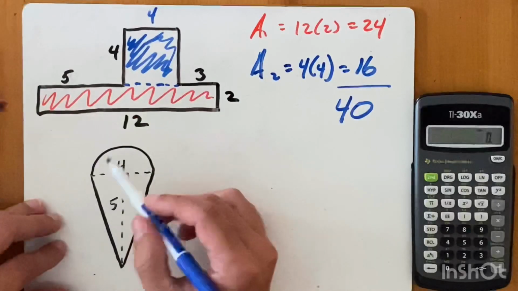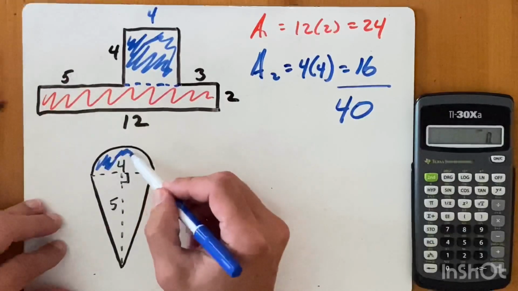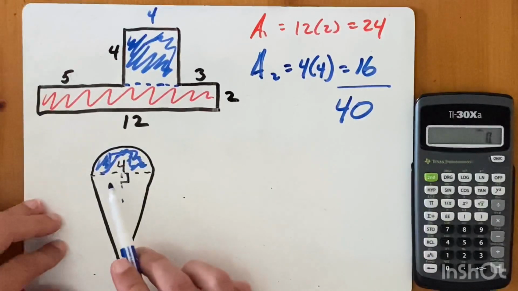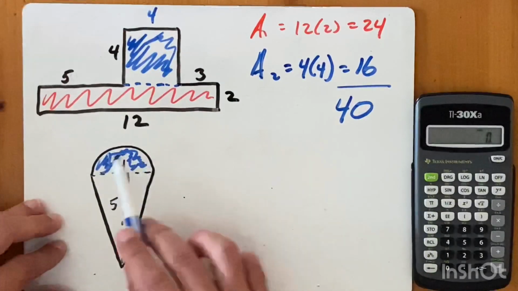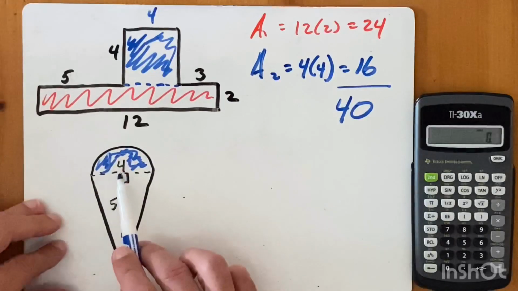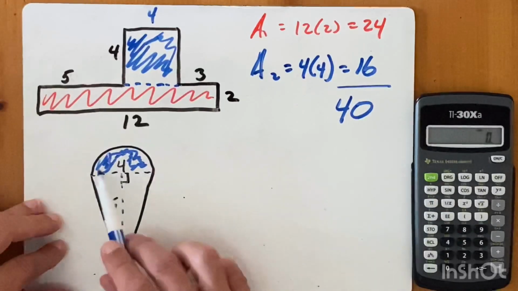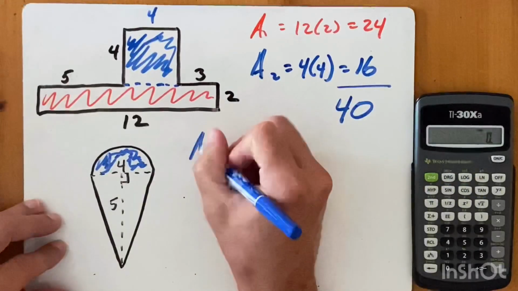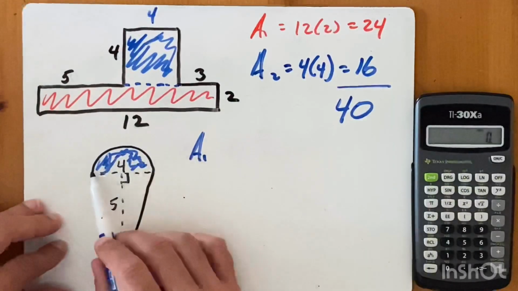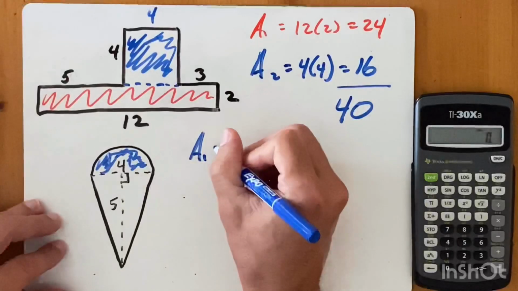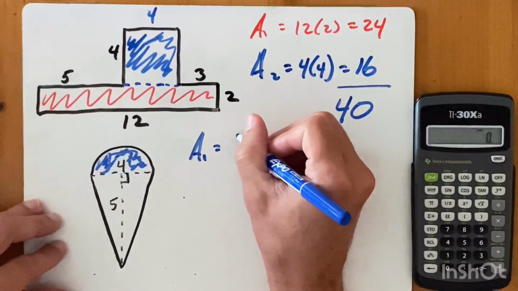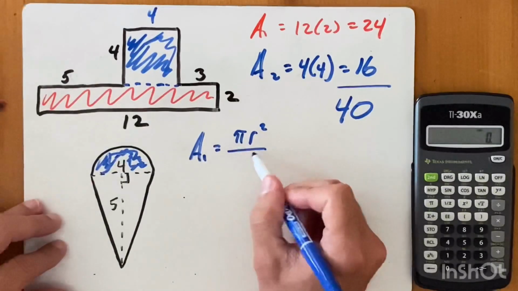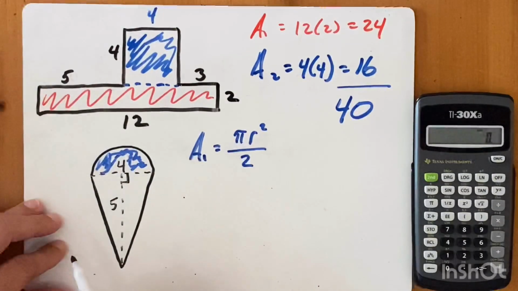In order to find that area, which we'll shade in blue, that area is going to be the area of a circle with a diameter of 4, and then we're going to take half of that because we only want half the circle. So let's do that first. The area of this portion, the diameter is 4. Area of a circle is pi r squared. And then we want to divide it by 2 because we only want half the circle.